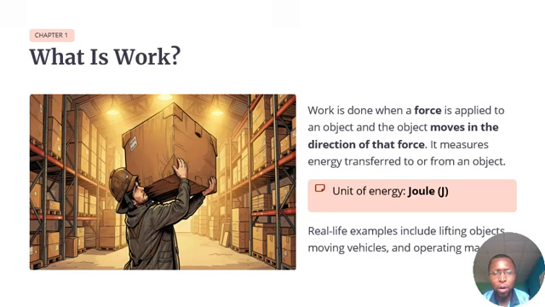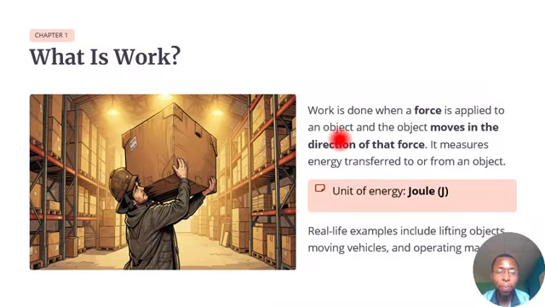What exactly is work? Work can be said to be done when force is applied to an object and the object moves in the direction of that force. Then you say work is done. So two things are involved here. For you to say you have done work, there must be force, and that force must be applied to an object. That's the first thing.